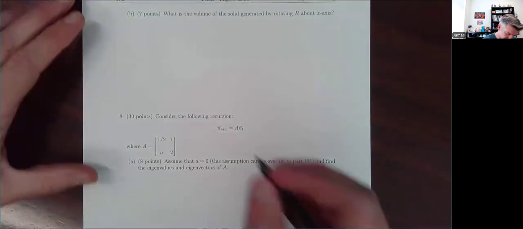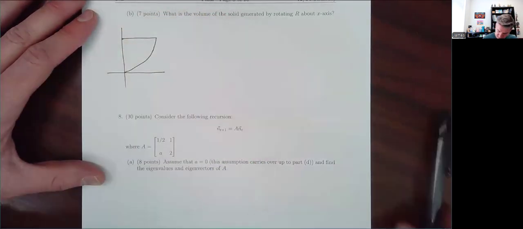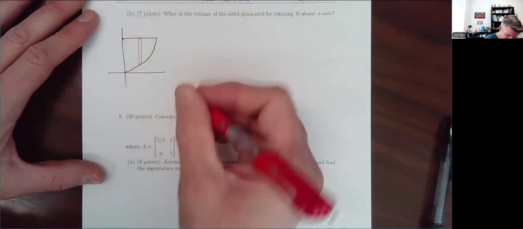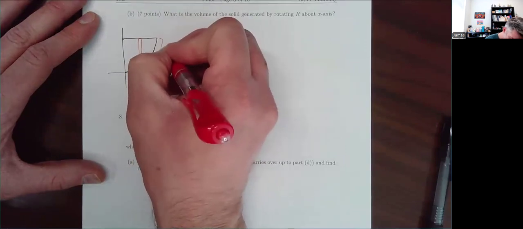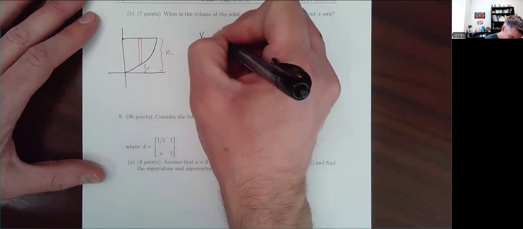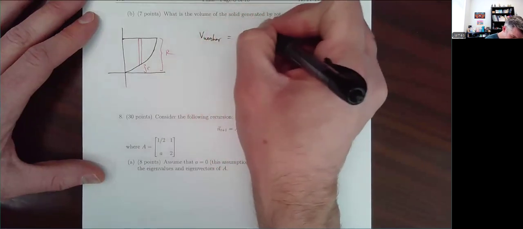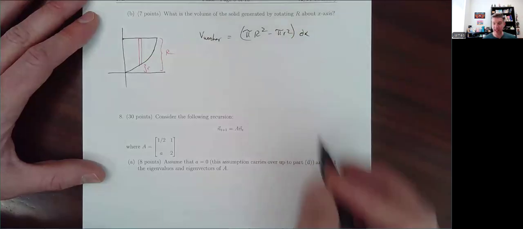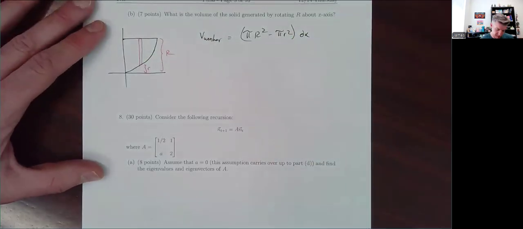So the x-axis, same sort of idea. So now it's going to be the washer method. So the strip is going to be like this. So that's our inner radius. That's our outer radius. The volume of our washer is going to be pi times the outer radius squared minus pi times the inner radius squared dx, because now the thickness is the small change in x.